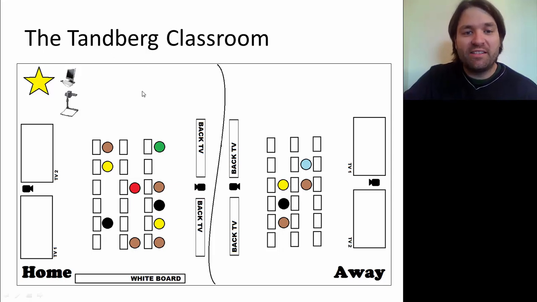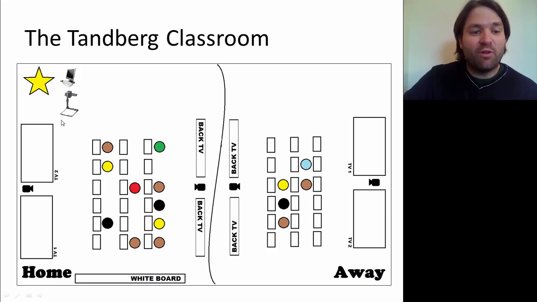So here is a basic setup for the Tandberg classrooms. Let's suppose that this is the near end class. This is the home class. Notice that you have 4 screens, the back TVs and the front TVs, and then you have 2 cameras, one here that's facing the students and one here that's facing you, or it could be pointed at the whiteboard, etc., and we'll talk later about how to control that.